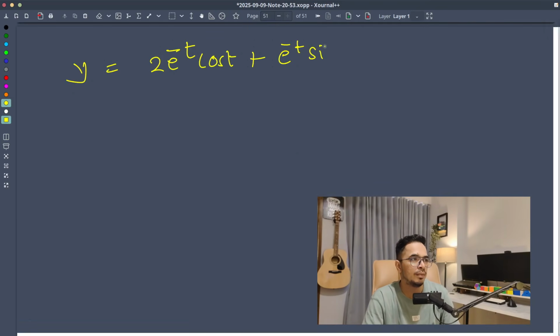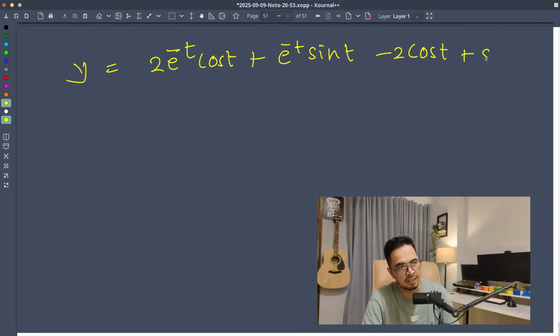So if I write y is equal to 2 e raised to minus t cos t plus e raised to minus t sin t minus 2 cos t plus sin t. This is what it becomes. Now, at surface, it may look difficult, but as you have seen, all the steps were very simple, right?